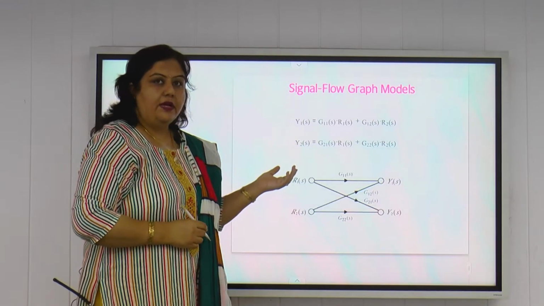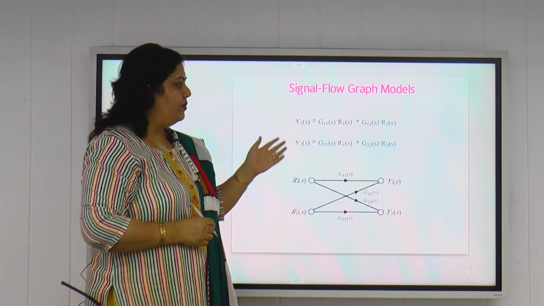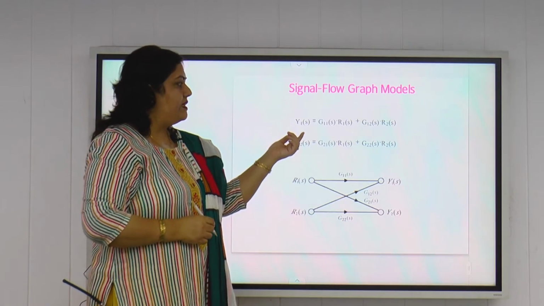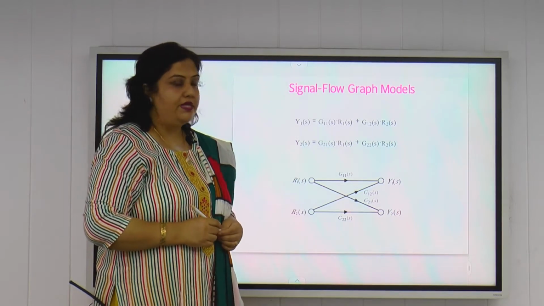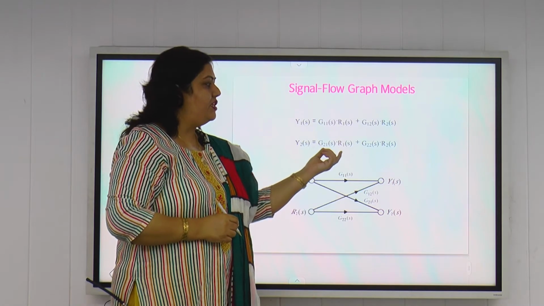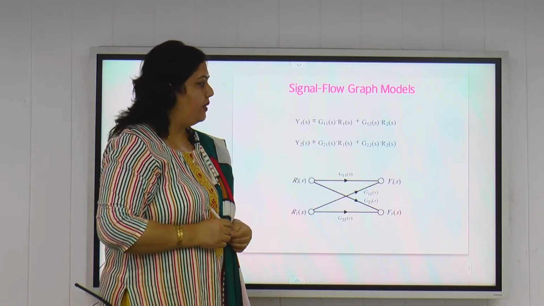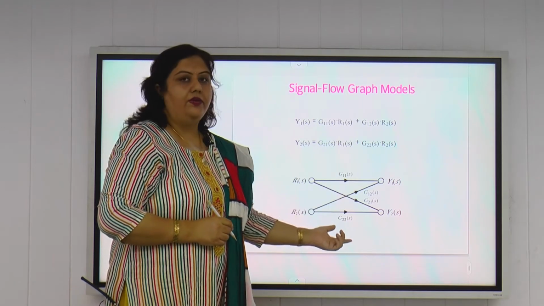Now this is another example. How do we represent these equations with the help of signal flow graph? These are two simultaneous equations. Y1(s) is equal to G11(s) dot R1(s) plus G12(s) dot R2(s), and the other output Y2(s) will be equal to G21(s) into R1(s) plus G22(s) into R2(s). R1 and R2 are the two inputs and Y1 and Y2 are the two outputs.